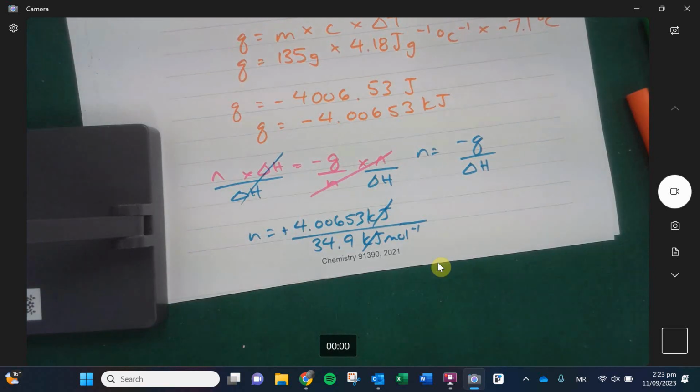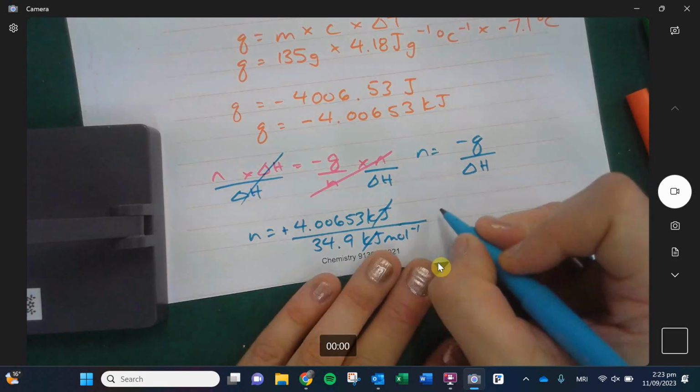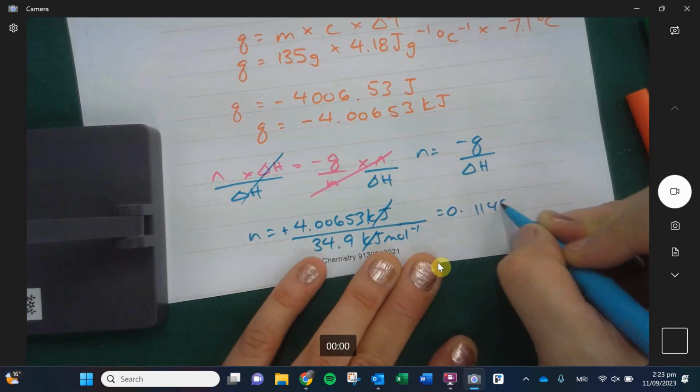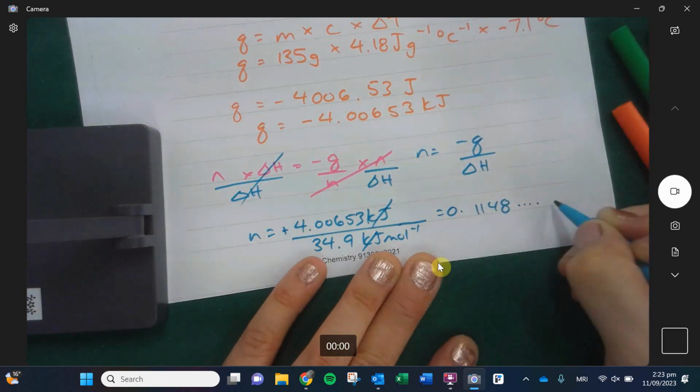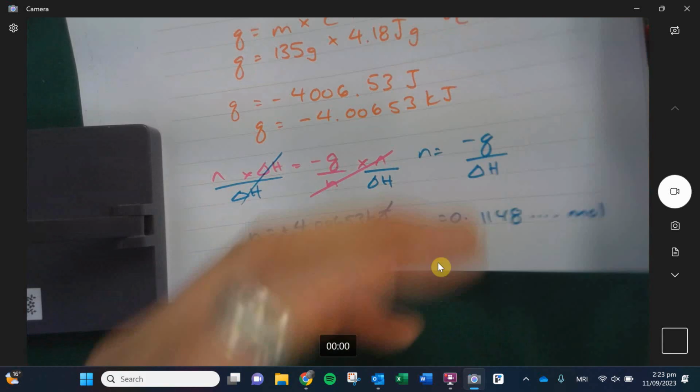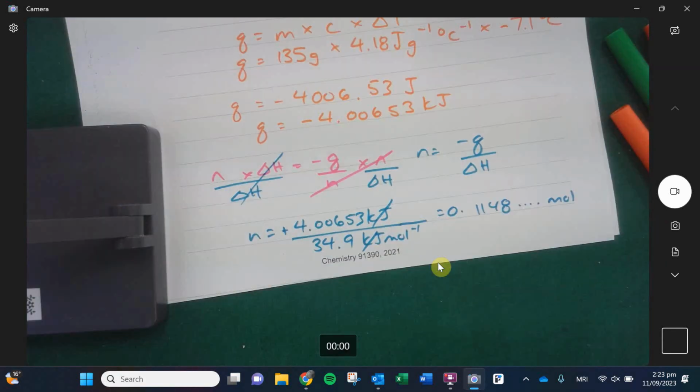So let's do that math. I like my math. Math R usually means that we're going to get an easy question. So 4.001653 divided by 34.9, I get my moles to be 0.1148, and then there's lots of repeating numbers, so I'm just going to write that for the time being. So that's how many moles I need. I don't know if I have space in the back. The back? Blank? Yes, it is. Cool.